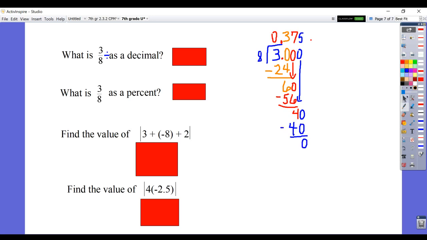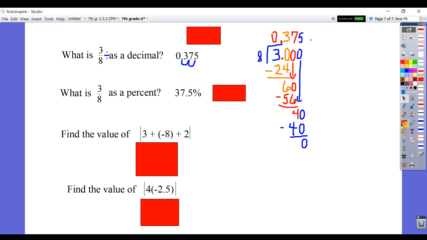So our decimal is 375 thousandths, 0.375. So that's how you're going to write then it as a decimal. Then to change from a decimal to a percent, remember all you need to do is move your decimal point 2 places to the right and add a percent sign. So that'll give you 37.5%. So once you have the decimal, move the decimal point 2 places to the right, add a percent sign.